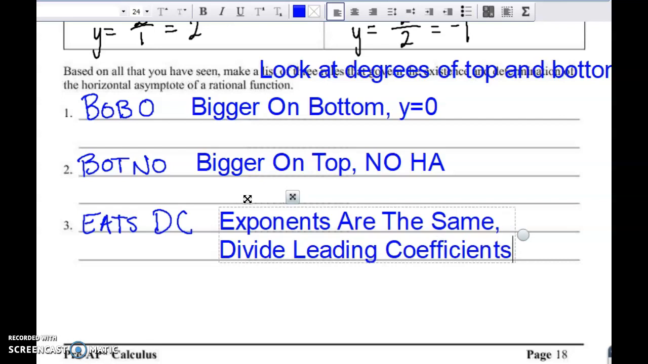I've joked around with that student that came up with eats DC. I said, why didn't you make it eats DLC? I don't know. It doesn't make any sense to me, but that is exactly what we're looking at.